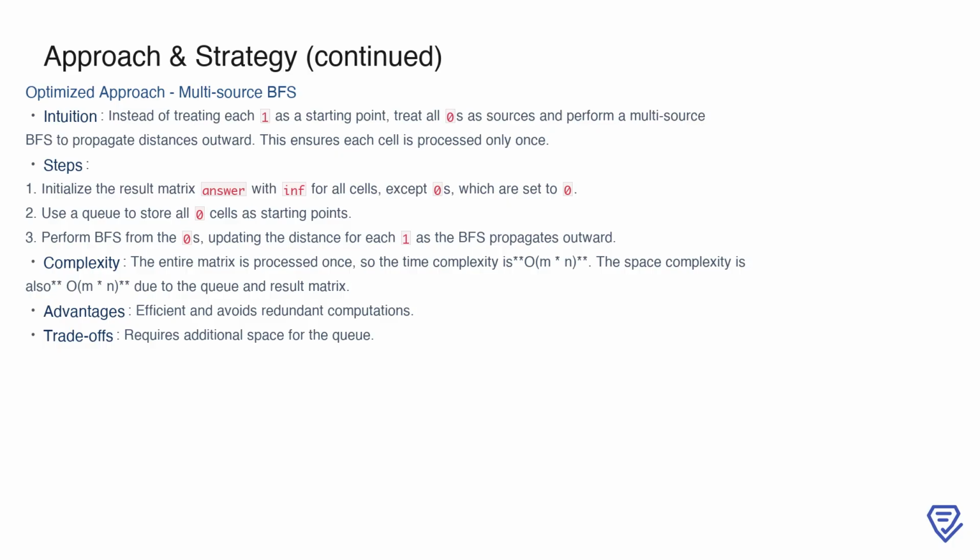From there, we perform a BFS, updating the distances for neighboring 1s as we go. This approach processes the entire matrix in O(m*n) time, as each cell is visited exactly once. The space complexity is also O(m*n), accounting for the queue and result matrix. This method is not only efficient but it also avoids redundant computations, making it a practical choice for this problem. However, it does require additional memory for the queue.